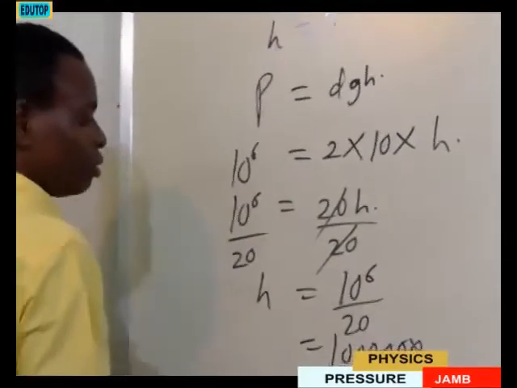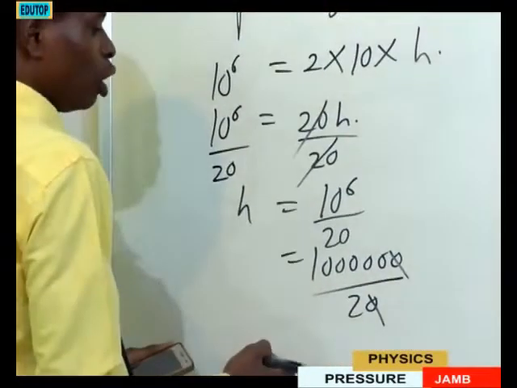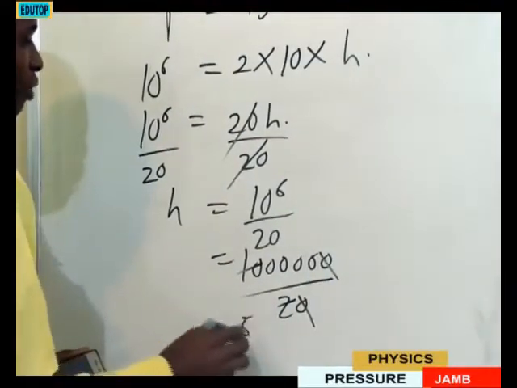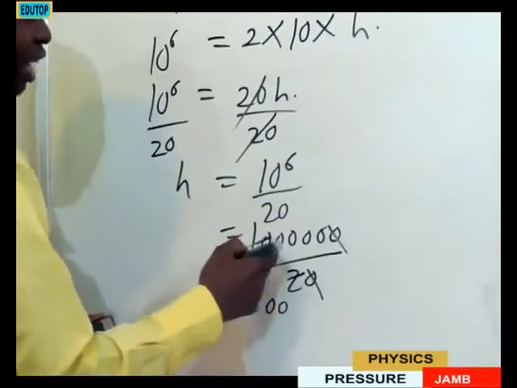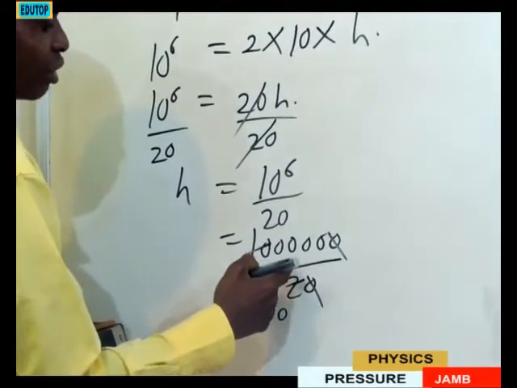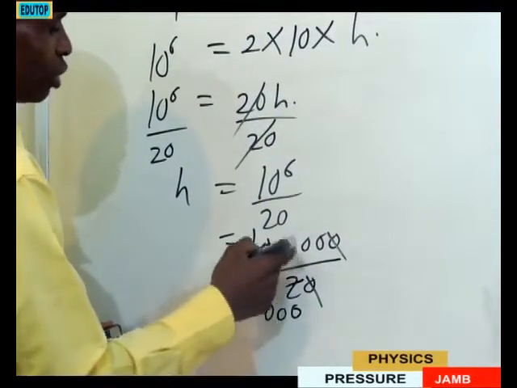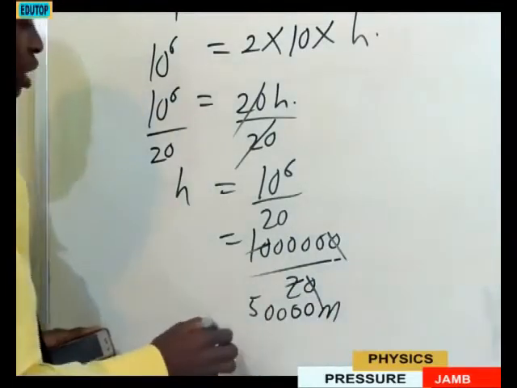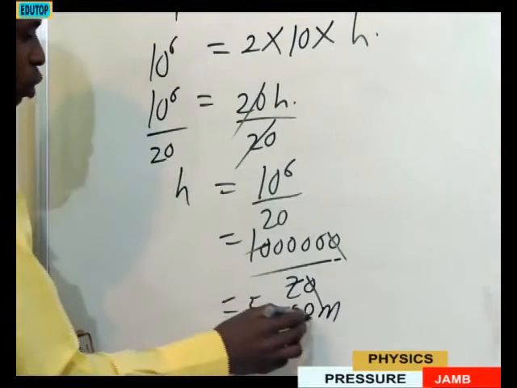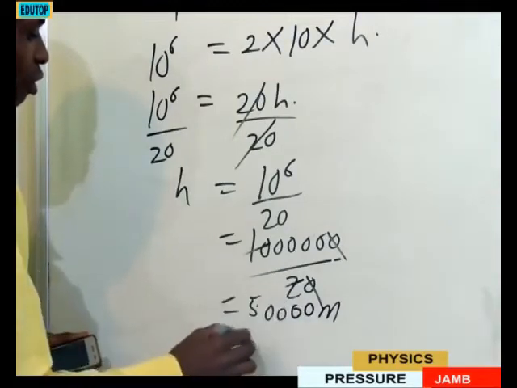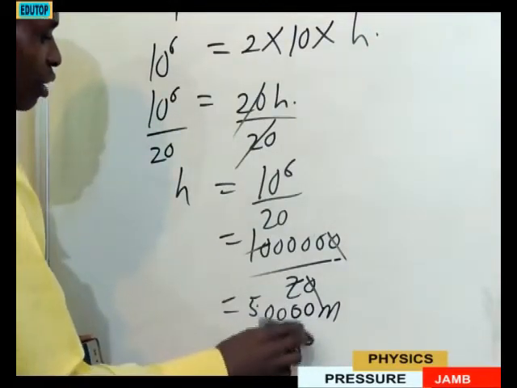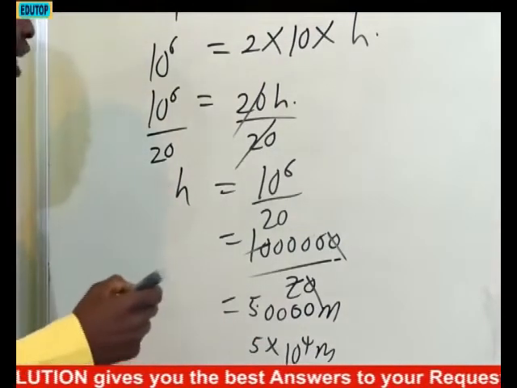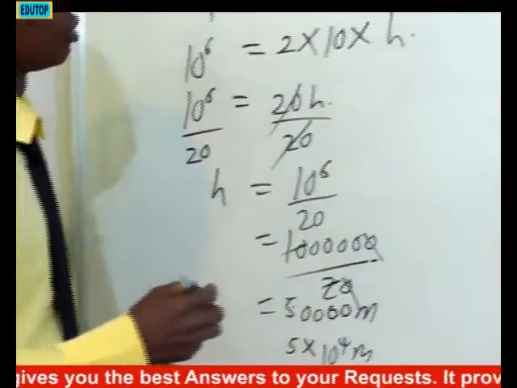Cancel this. Okay, divided by 2. And if you have 2 in 10, we have 5. That is, we have 1, 2, 3, 4 meter. And this can be written as 5 times 10 raised to the power 4 meter. That's the height. And that is the simple solution to that question.